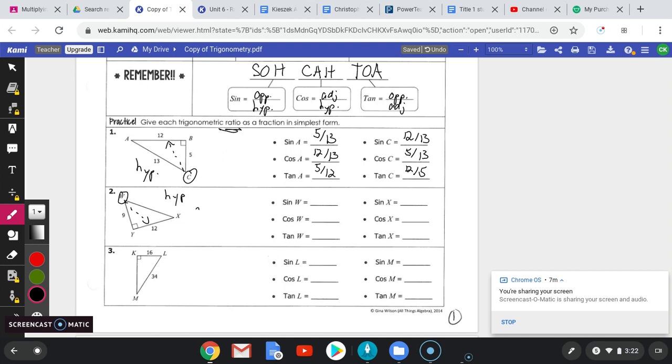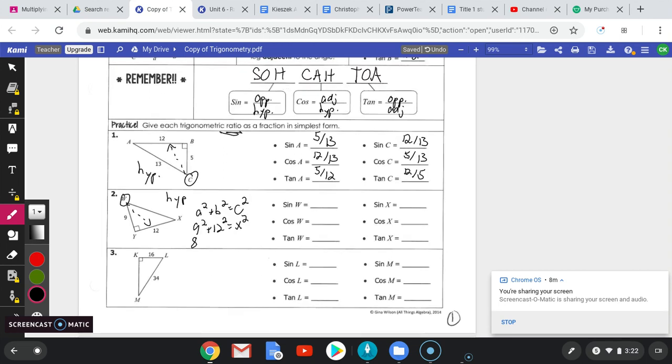Remember, the Pythagorean theorem is a squared plus b squared equals c squared. We did the quadrilateral unit, and c is the hypotenuse. In this case, that's what we're trying to solve for, and then the other two sides are here. So 9 squared plus 12 squared equals x squared. 9 squared is 81, 12 squared is 144, so 81 plus 144 equals 225. So now I take the square root of 225, which is 15. So x equals 15. So this side here is 15.